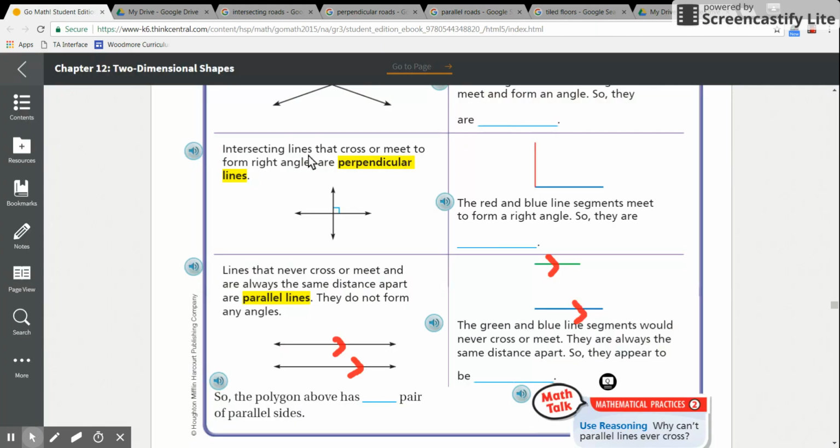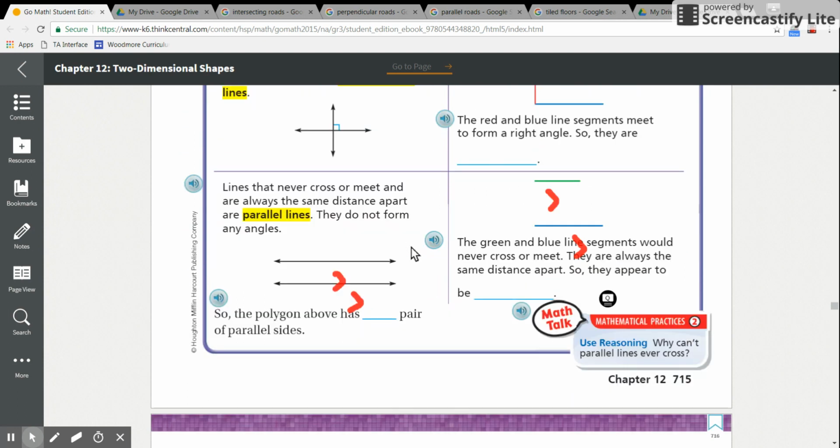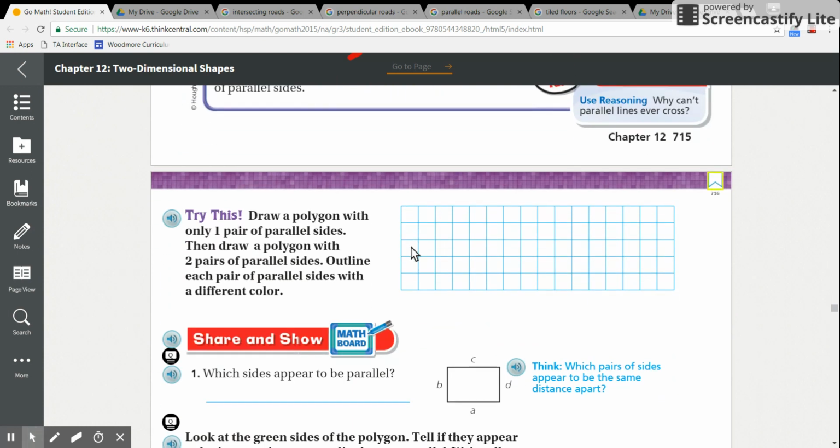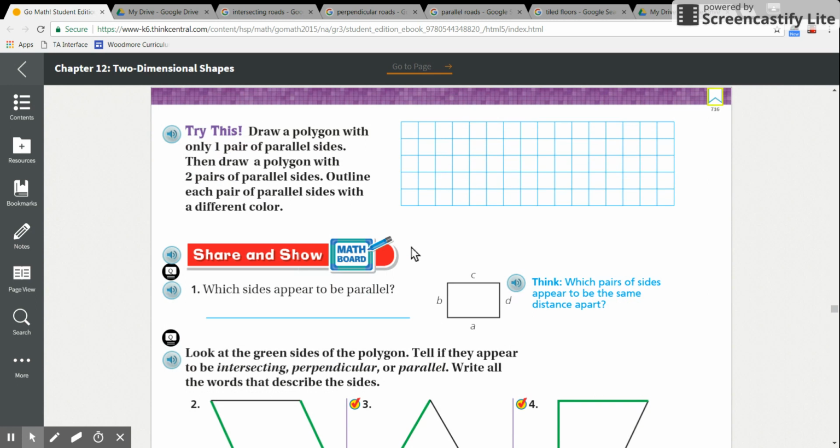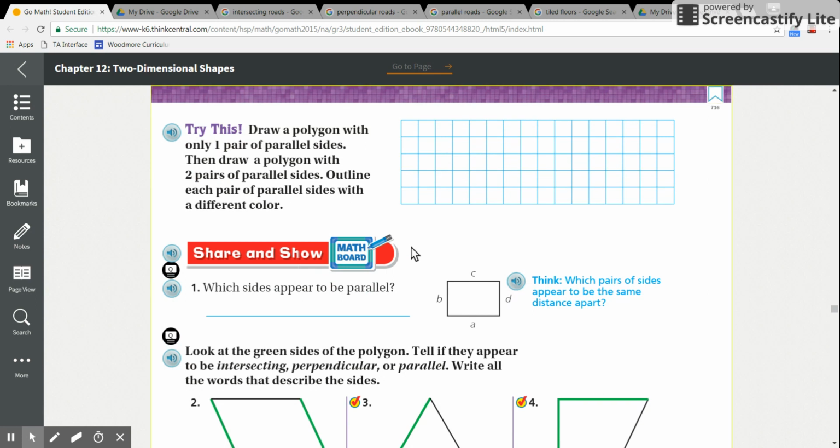All these properties you're going to use when you're talking about polygons, and we're going to use that information today. We're going to scroll this up, and our very first try this states: draw a polygon with only one pair of parallel sides. Then draw a polygon with 2 pairs of parallel sides. Outline each pair of parallel sides with a different color.